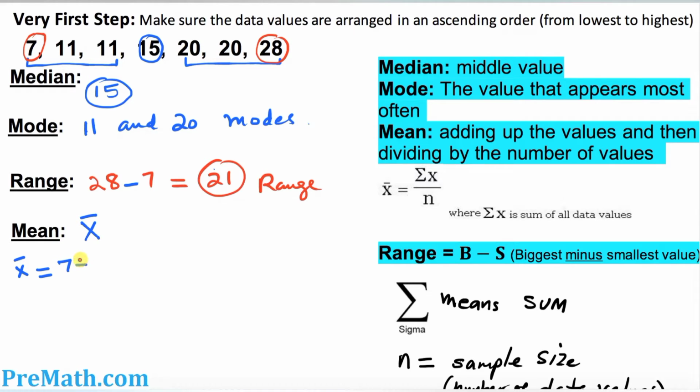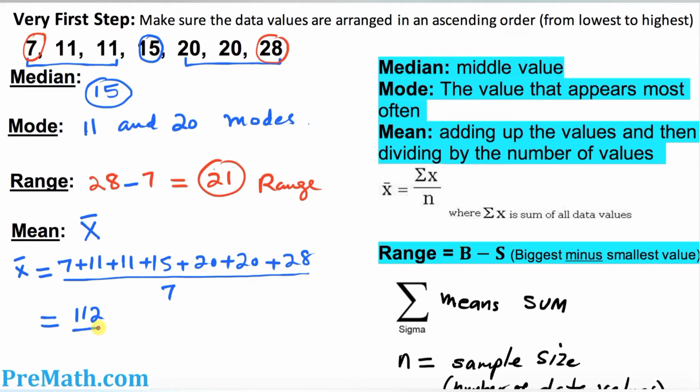So 7 plus 11 plus 11 plus 15 plus 20 plus 20 plus 28, add them up, divided by the data size, or the sample size, which is 7. If you add the top part, which is 112, divided by 7, that is going to give you 16. So 16 turns out to be our mean.